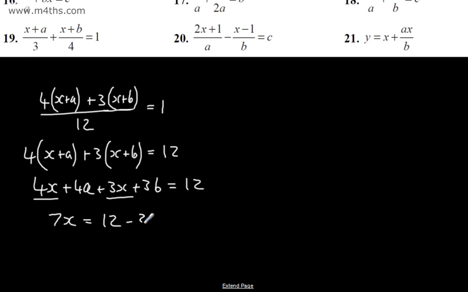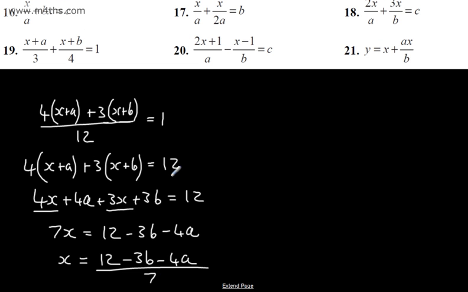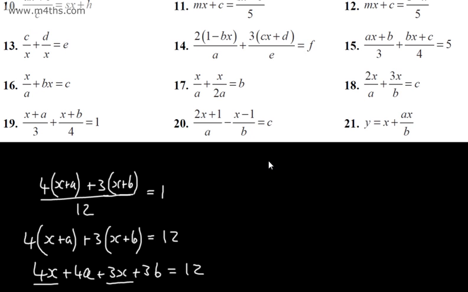So 12 minus the 3b minus the 4a, and we're now going to simply divide by 7. So 12 minus 3b minus 4a, all divided by 7 gives us x. So that's quite a nice one as well. So we're just looking at going ahead and doing them.